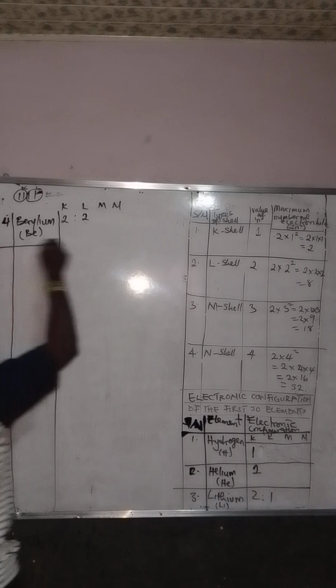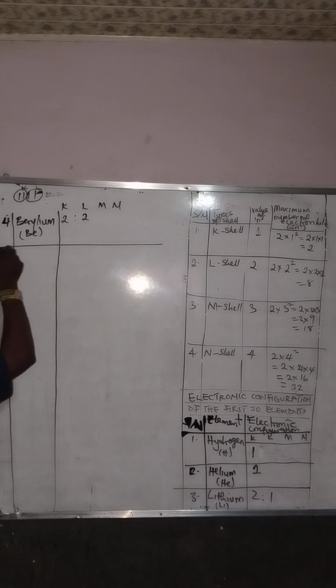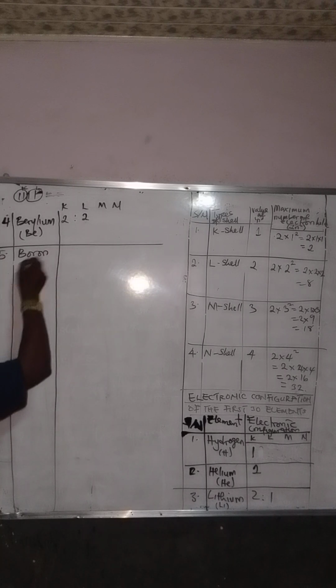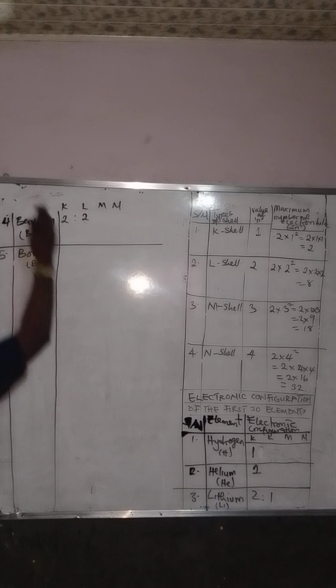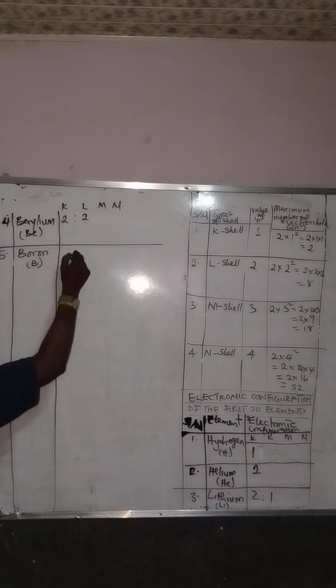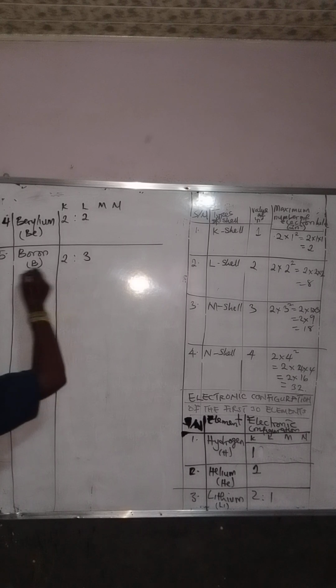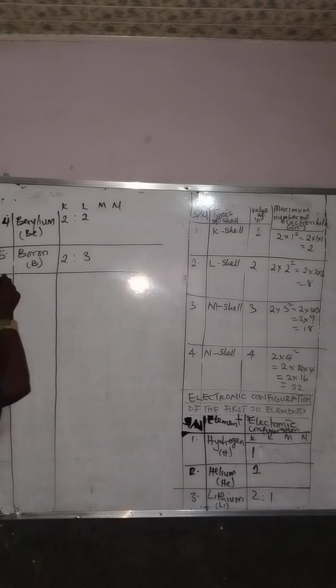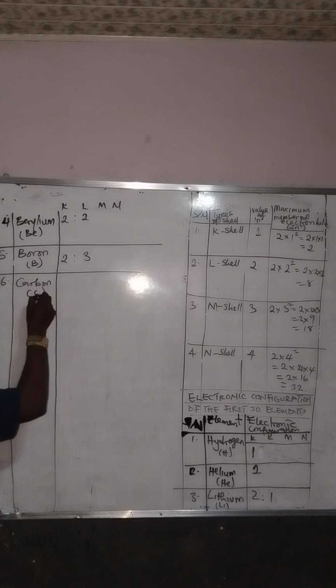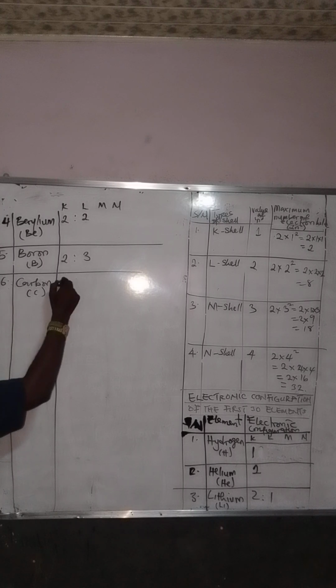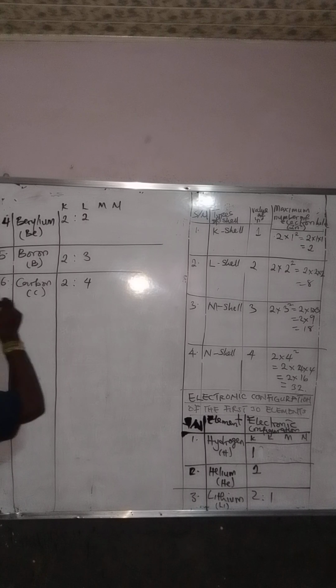So then the next one, which is number 5, is boron. Boron, B. So boron has 5 electrons. Out of the 5, these 2 must come here, then the remaining 3 will come here. The next one is carbon. Carbon, C. So it has 6 electrons. 2 will stay here, 4 will stay here.